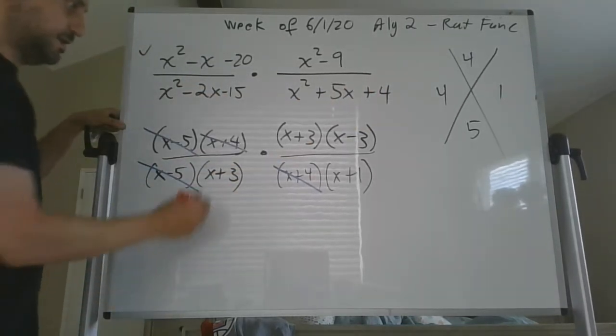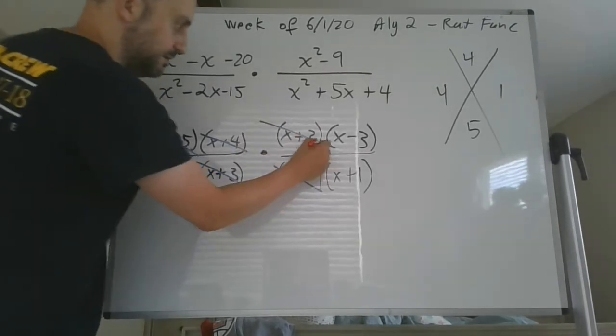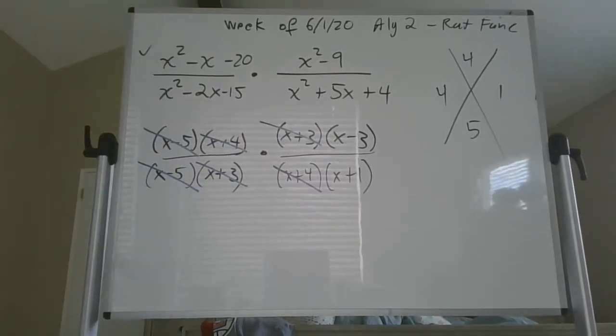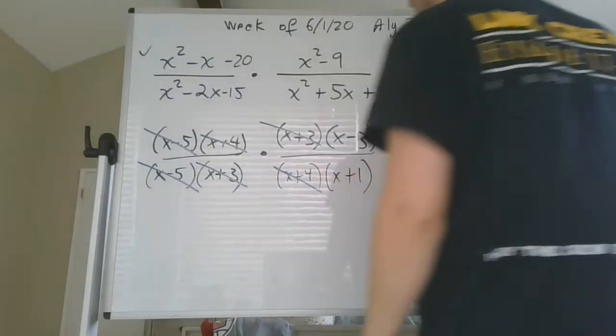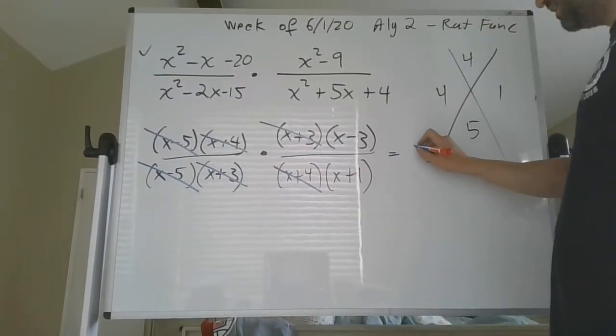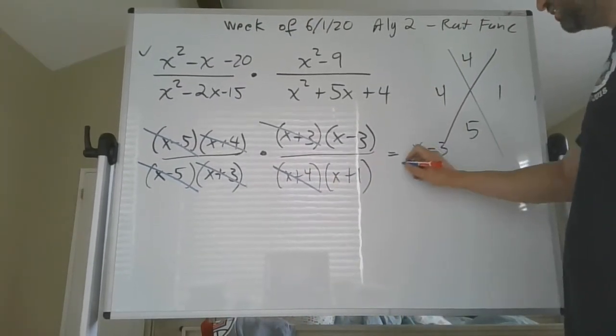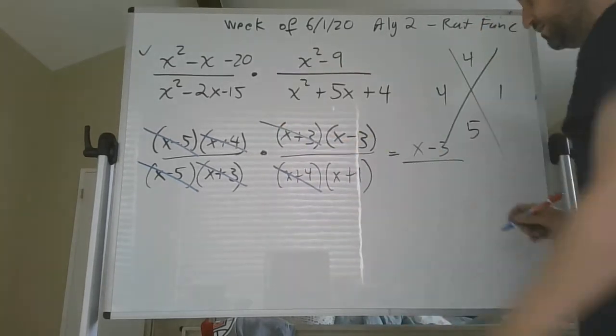And then what else do I have? I can cancel out an x plus 3 down here and up here. That looks like all I can cancel out. So my final answer is going to be x minus 3. There's nothing left over there, it's just 1.